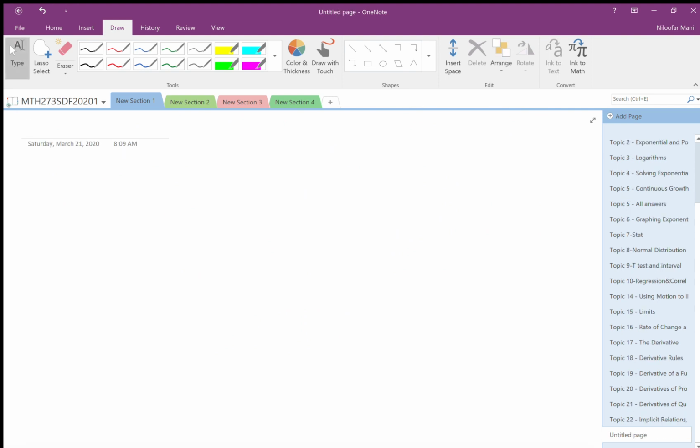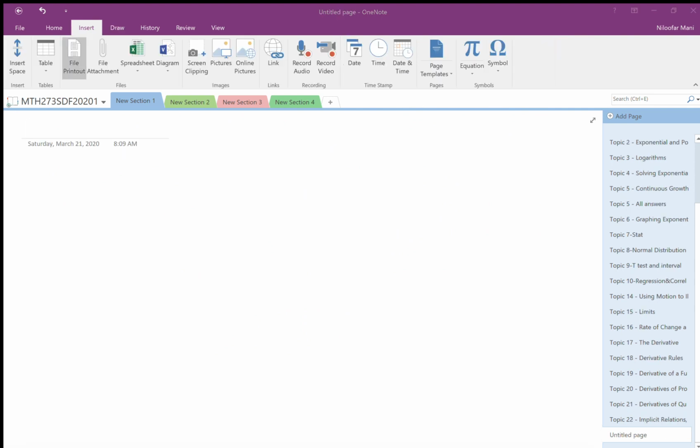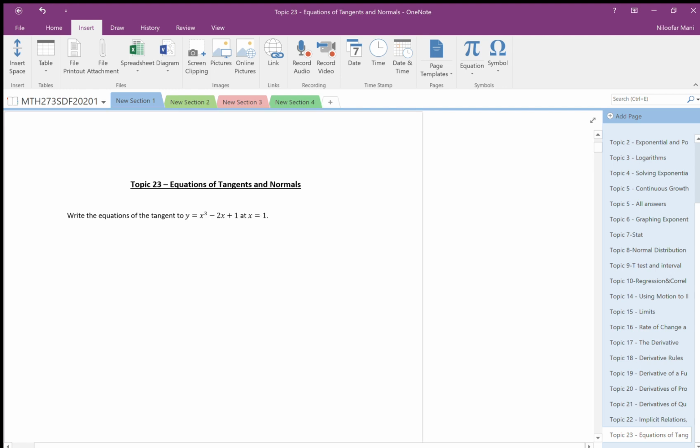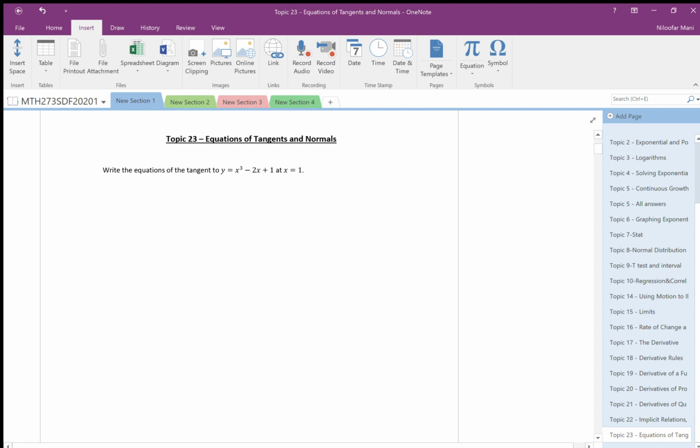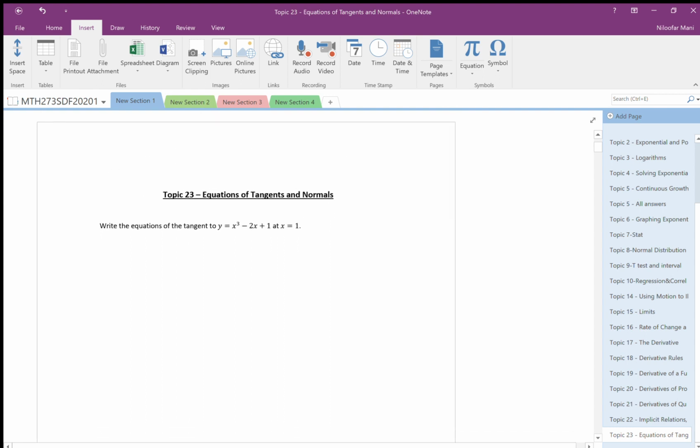I can add a lesson here. I can insert. I can go here to topic 23, and yes, topic 23, it's very easy. It's equation of tangent line, equation of normal line. Equation of tangent line is just easy. Equation of normal line is new, so I'm going to teach you now. So here, tangent line and normal line equations.